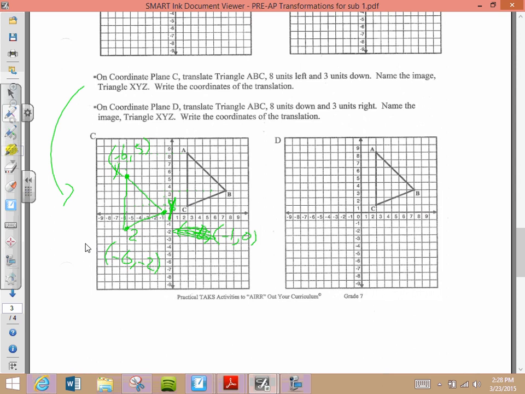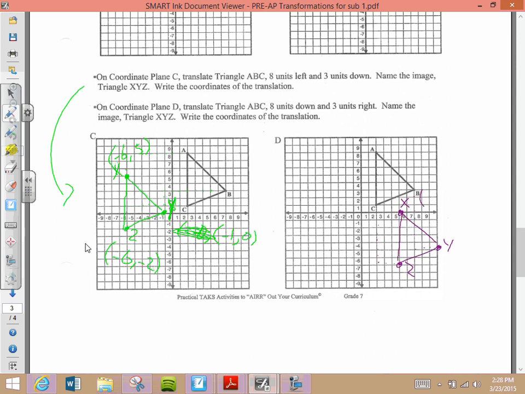Good. The next one, you have to go 8 units down and 3 to the right. So I'll start with 8. 1, 2, 3, 4, 5, 6, 7, 8. 1, 2, 3. Right there, right? And this is x. And then B, 1, 2, 3, 4, 5, 6, 7, 8. 1, 2, 3. This is y. And then 1, 2, 3, 4, 5, 6, 7, 8. 1, 2, 3. This is z.